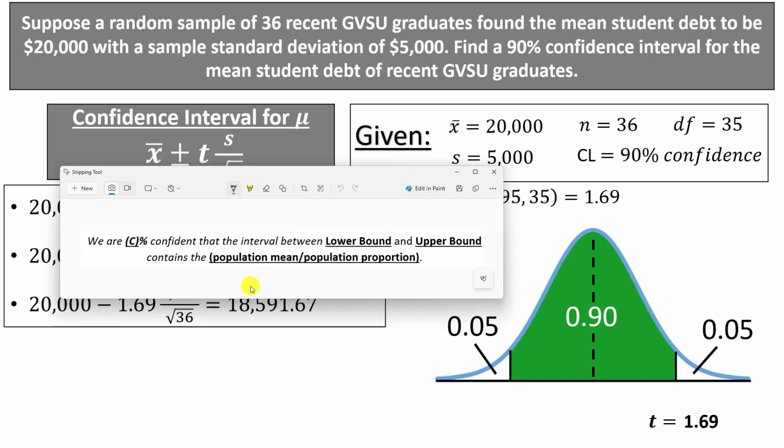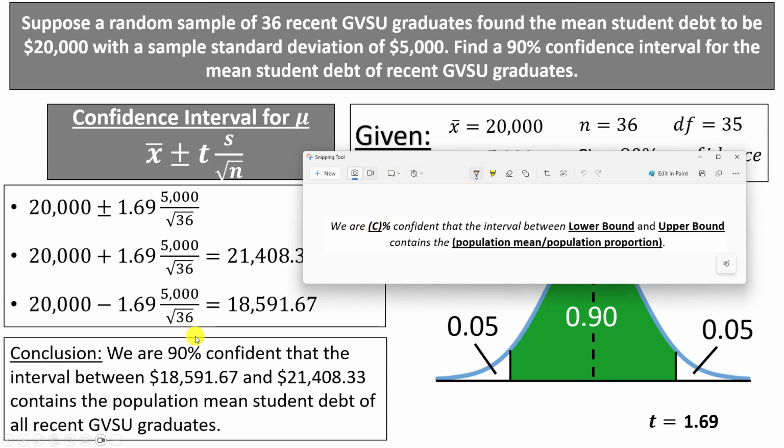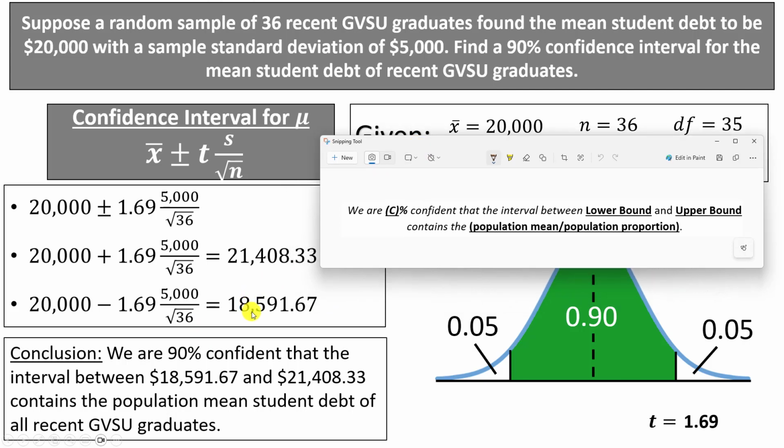In this case, we are doing a confidence interval for the population mean. So the way we can modify this for this example is, instead of saying C% confident, we would say that we are 90% confident that the interval between our lower bound, which was $18,591.67, and our upper bound, which is $21,408.33, contains the, and then we need to describe either the population mean or population proportion, and make sure that you adapt your explanation to fit the example that you are dealing with. So in this case, we would say the population mean, but we're going to be more specific. We're going to say the population mean student debt of all recent Grand Valley graduates.